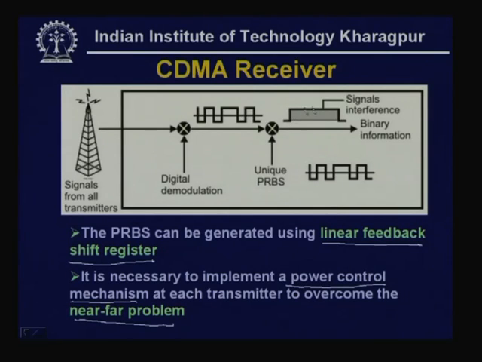interference will increase. In other words, the summation and then subsequent detection is based on the assumption that they are of equal amplitude. So, that is why some kind of power control mechanism is used at each transmitter to overcome the near far problem, as it is used in cellular telephone networks. We shall discuss about it later on.